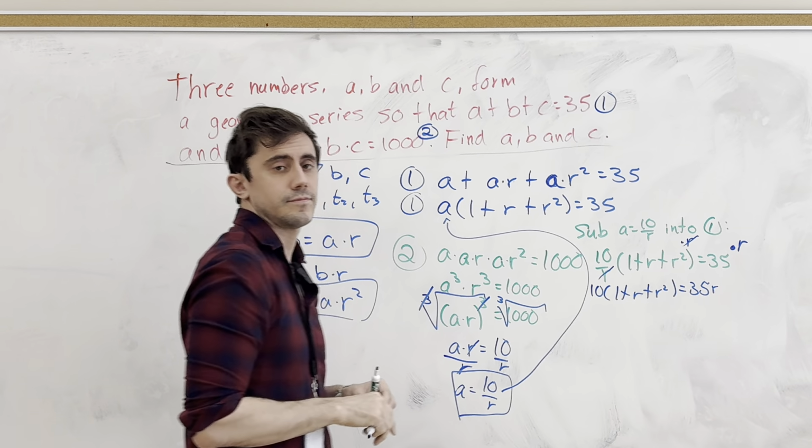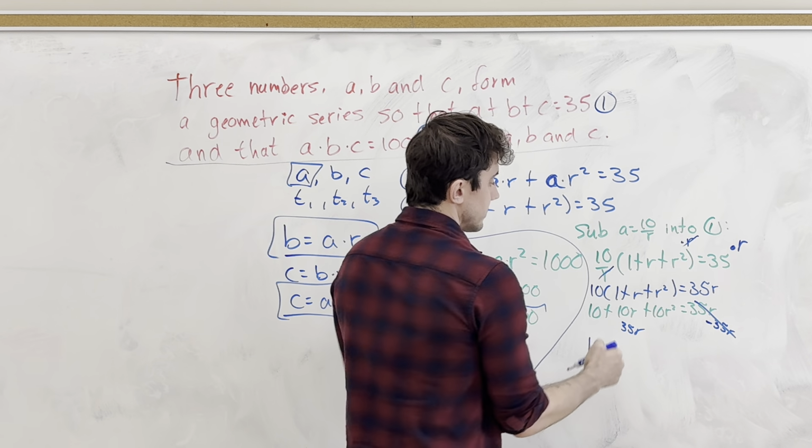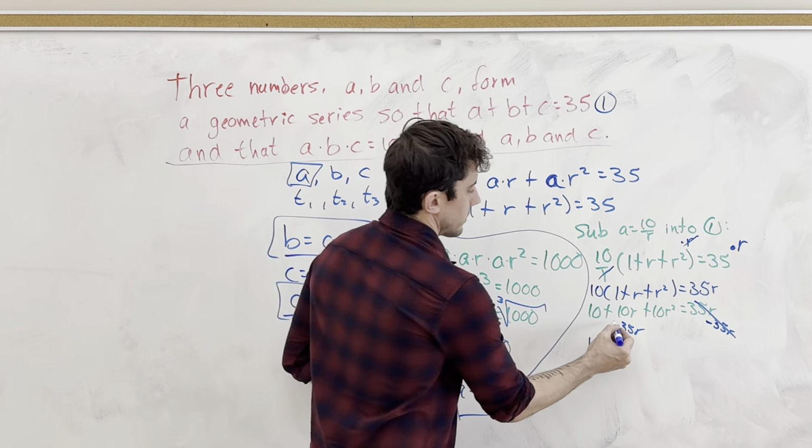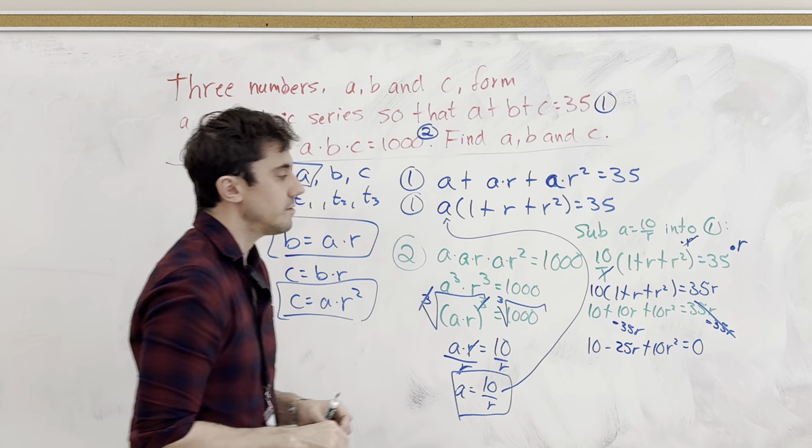Now let's multiply through. So 10 times each part means 10 plus 10r plus 10r squared is equal to 35r. Okay. This is a quadratic equation, so let's get everything on the same side. Let's subtract 35r from both sides. And so then we have 10 minus 10r, minus 35r, right? Combining our like terms, 10r minus 35r is minus 25r plus 10r squared is equal to 0.